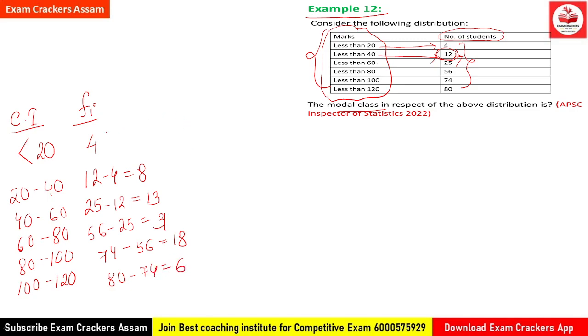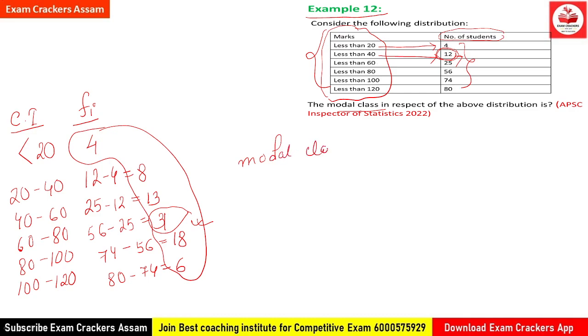Okay, now after getting this frequency, finding the modal class is easy, right? What did we say the modal class means? That class for which frequency is highest, right? So here the highest frequency is 31. Okay, so our modal class will be 60 to 80. So the answer is, modal class is 60 to 80. Okay, I hope this is clear to you all.